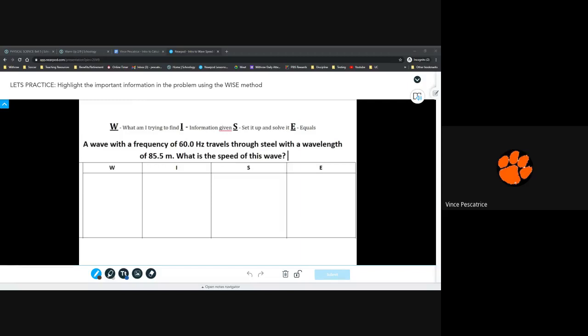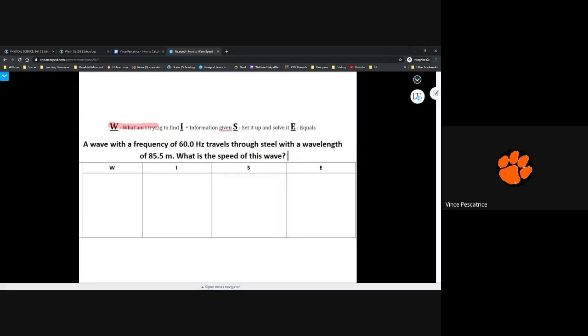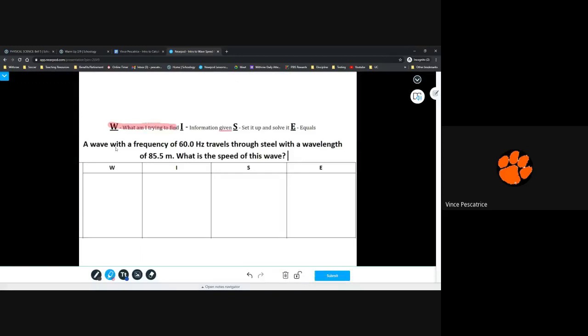All right, so first question we ask ourselves: what are we trying to find? What am I trying to find? Read the problem. A wave with a frequency of 60 hertz travels through steel with a wavelength of 85.5. What is the speed of the wave?